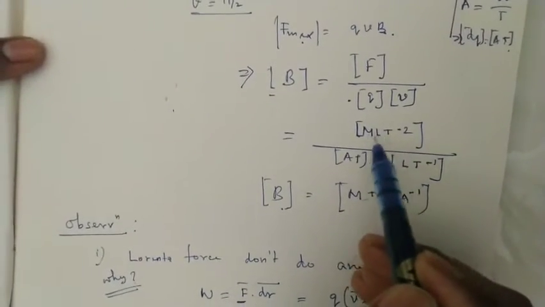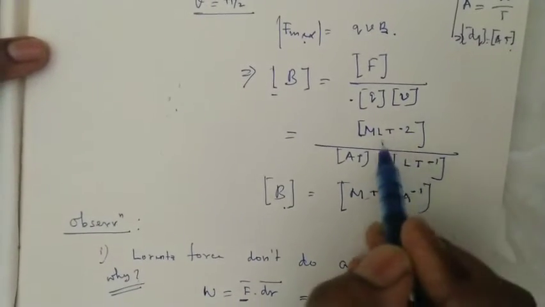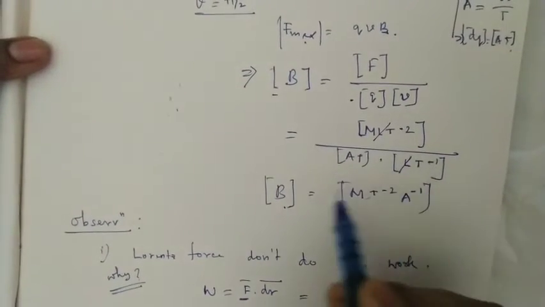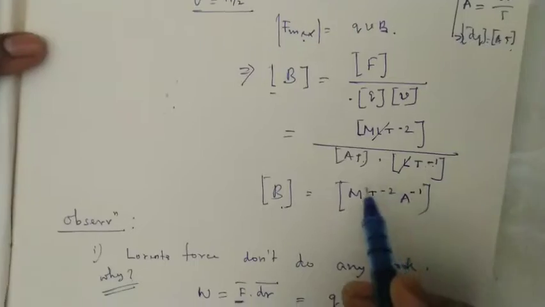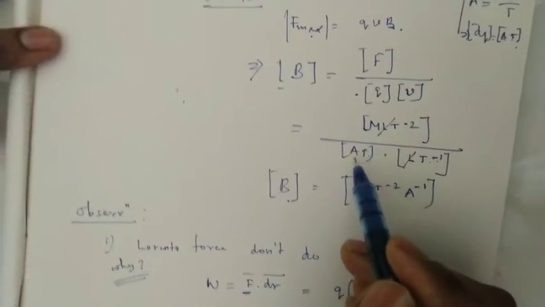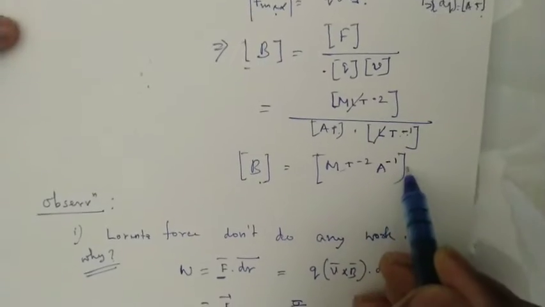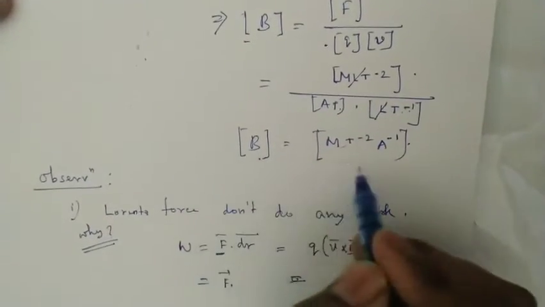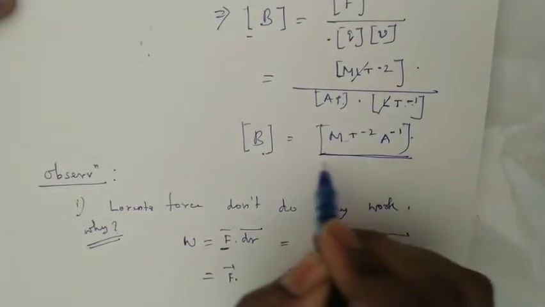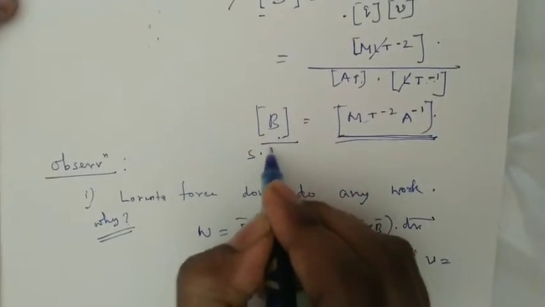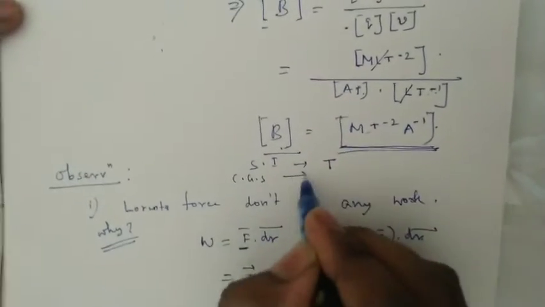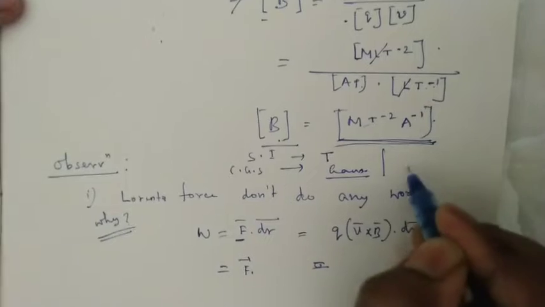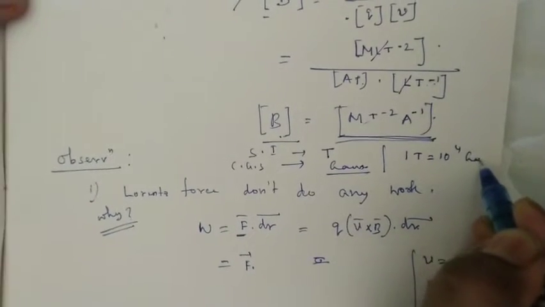That is, if we put the dimensions of F, q and v, there is an L and there is an L, which will cancel out. There is a T to the power minus 2, and a T to the power minus 1 and T, these both nullify each other, and there is an A. When you put this in the final expression, A will be in the power of minus 1 and M T to the power minus 2. Finally we got M T to the power minus 2 A to the power minus 1. This is the dimension of magnetic field, and the SI unit of magnetic field is Tesla, and the CGS unit of magnetic field is Gauss. The conversion is 1 Tesla equals 10 to the power 4 Gauss.